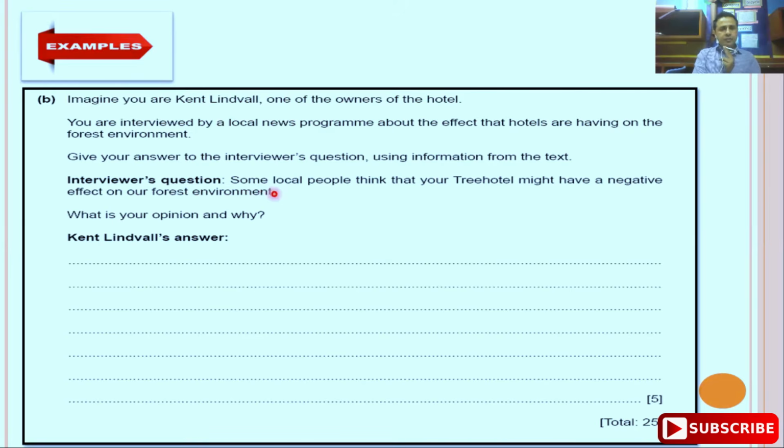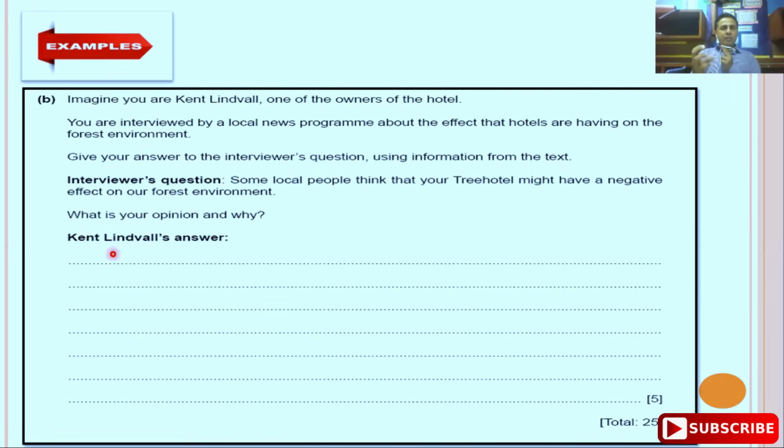Interviewer's question: Some local people think that your tree hotel might have a negative effect on our forest environment. What is your opinion and why? Now, the interviewer has asked you the question that some local people believe that the hotel that you own, the tree hotel, might have some negative effect on the forest environment. So what is your opinion on it?